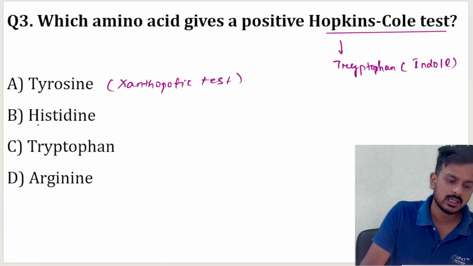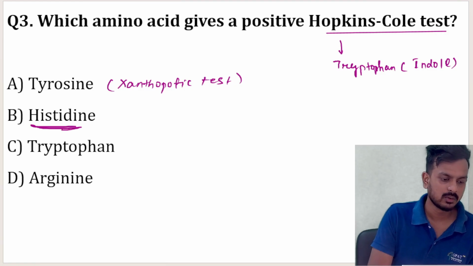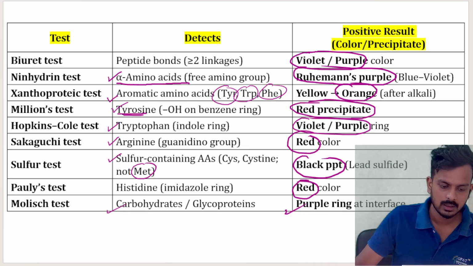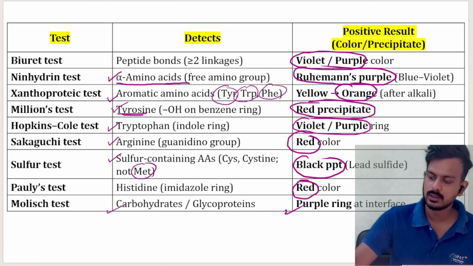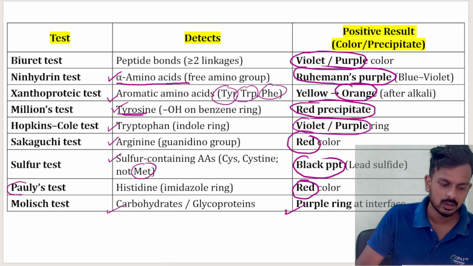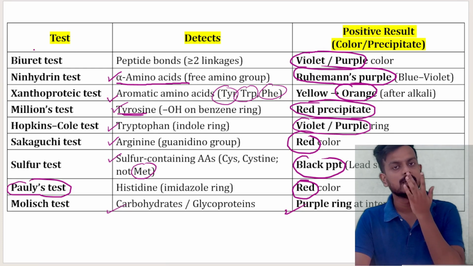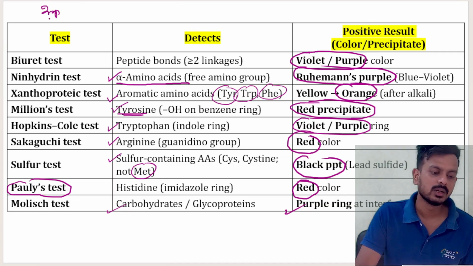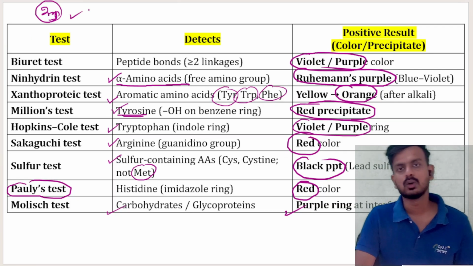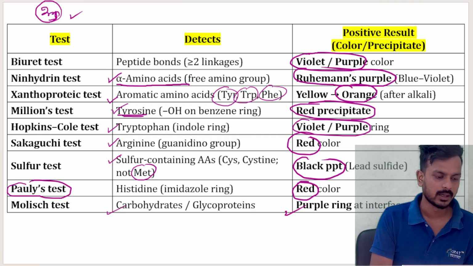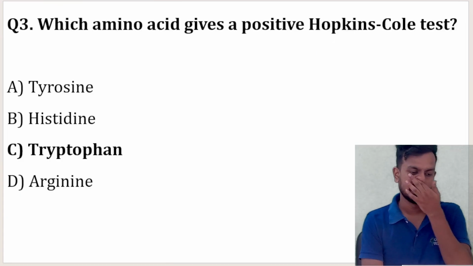Now histidine, the imidazole ring. Histidine's imidazole ring is detected by which test? Who can tell? See, Pauli's test. If it has an imidazole ring, then it will be detected by Pauli's test. This type of question, this table: if you remember this table, even if you do not remember the chemical names, it will be more than sufficient to answer all the questions. So always remember this table, keep this table in your mind. So here the correct answer is tryptophan.